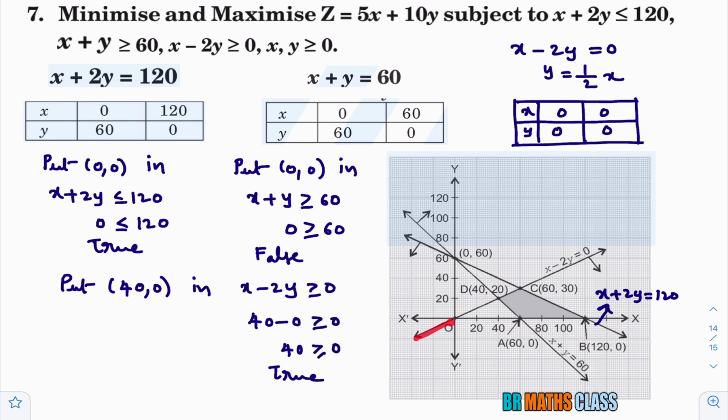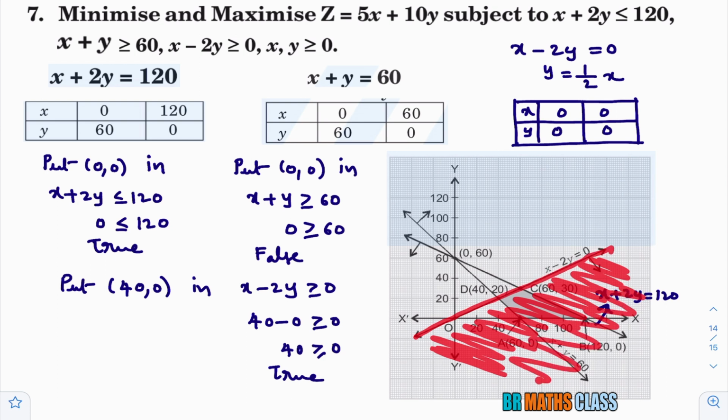As it is true, which side do we need to shade? This is the line now. As we took (40, 0) on this side, and we got true, this side only we need to shade. I hope you are understanding. Observe here, this part of this line, whatever you take in the shaded region is a solution of this inequality. If you take any point in this region, it satisfies this inequality.